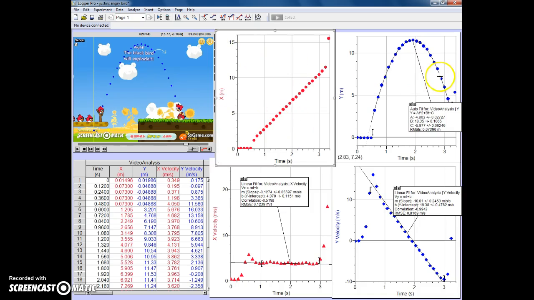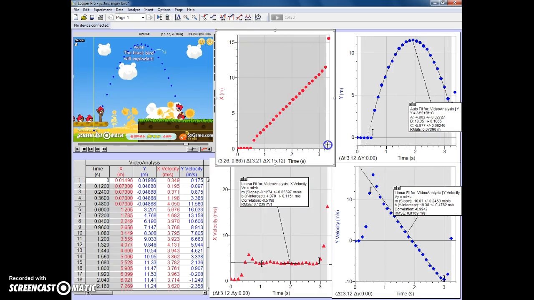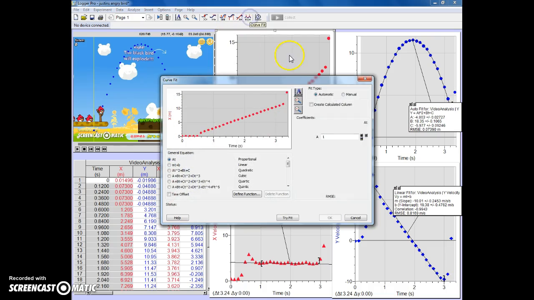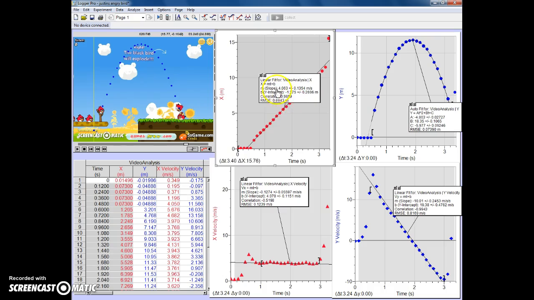And to do a curve fit, for the x displacement graph over here, it's a linear function. So what you do is highlight it all right here, then go to the f of x up here, the curve fit, and it's linear. That's the mt plus b linear equation, and you try that fit. Hit OK, and there you have it, your line here.